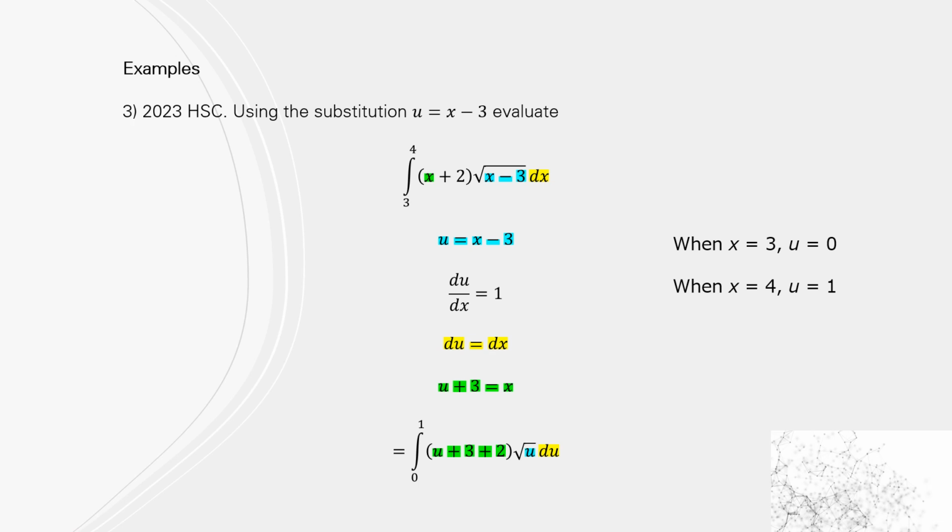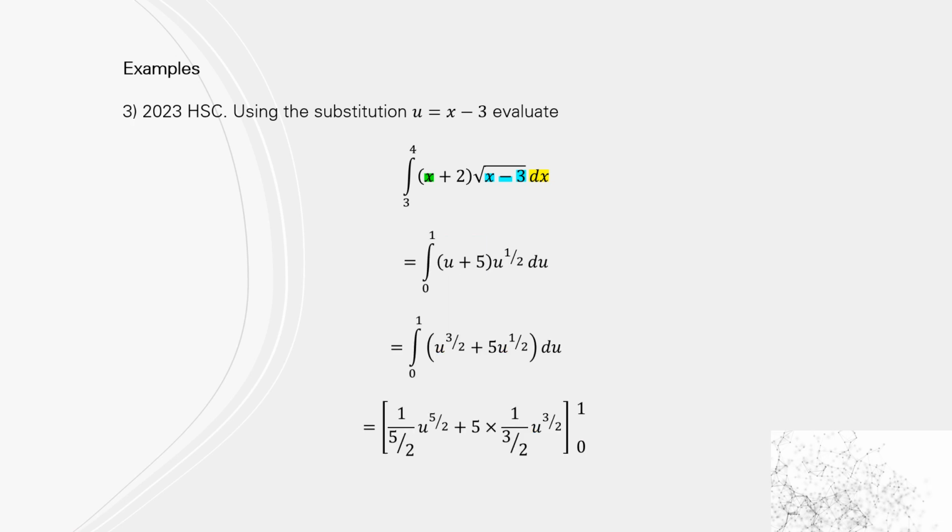And we're going to change our integral values. So the 3, substituting that in, you get 0, and substituting 4 in, you get 1. So we're going to integrate from 0 to 1 of u plus 3 plus 2. That's the green section. That's replacing the x with u plus 3, and the square root of u du. So that integral of our x with the replacements becomes the integral from 0 to 1 of u plus 5 times u to the half du.